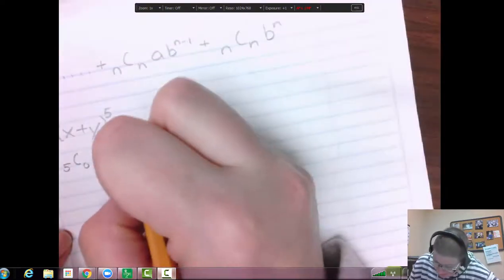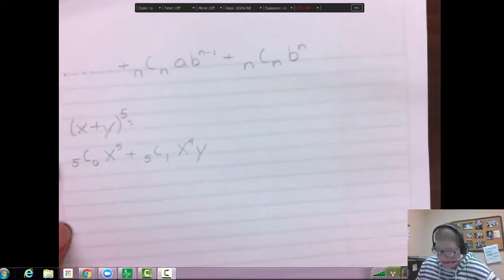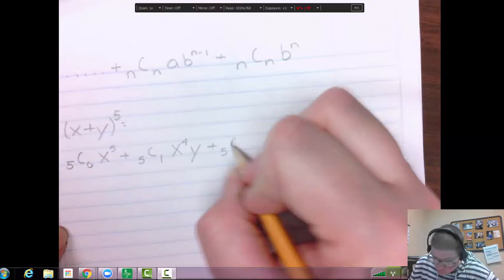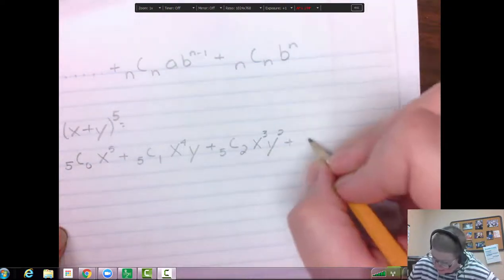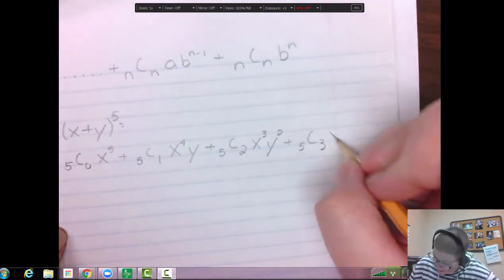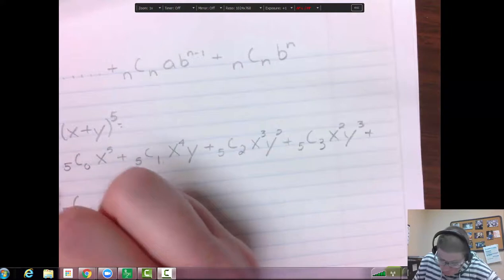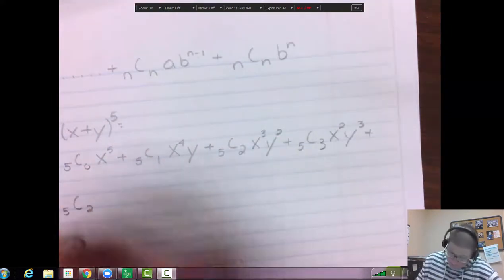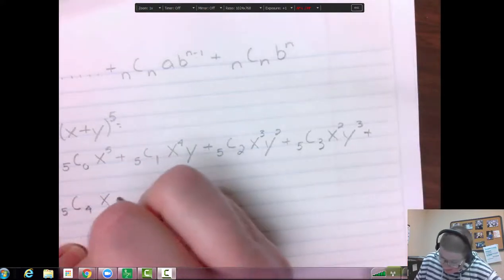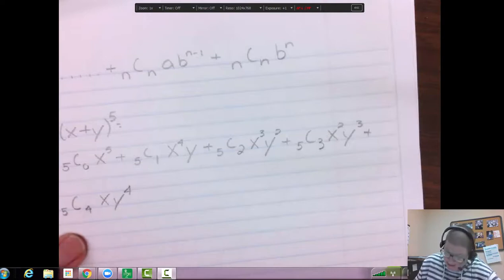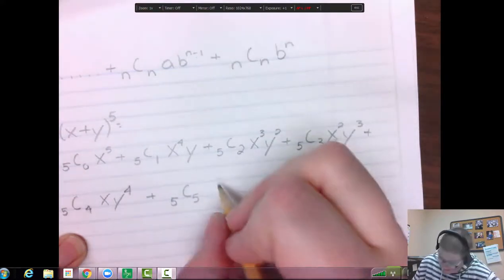Okay, the next one will go 5 choose 1. Now the x is going to go down 1 to the fourth, but the y is going to show up. Okay, now plus, now the next one's going to go 5 choose 2, and now x is going to go to the third, and y is squared, plus, now 5 choose 3 is going to be x down 1, squared, y up 1, 3, plus, now the next one will be 5 choose 4, now the x was squared, so now it's just x, and the y is now to the fourth. All right, almost done, plus 5 choose 5, no more x, and now y is to the fifth power.